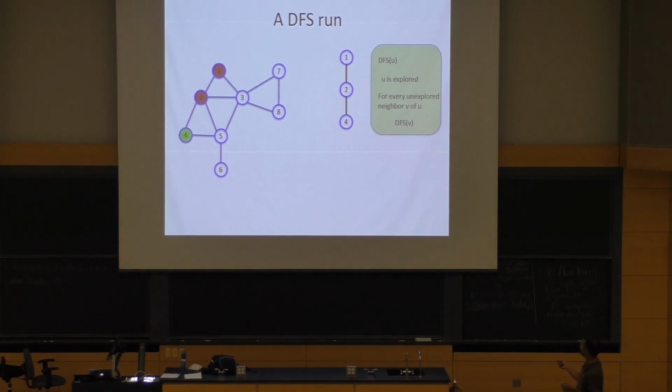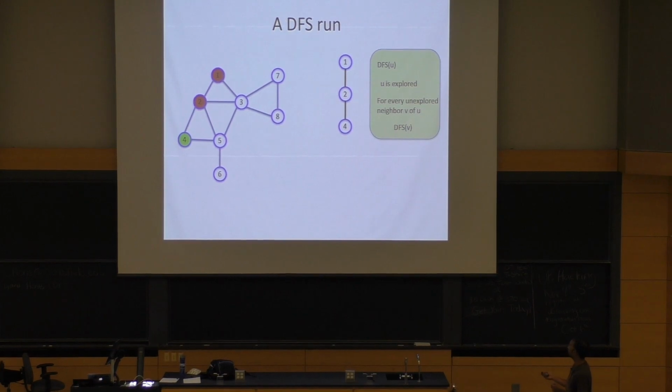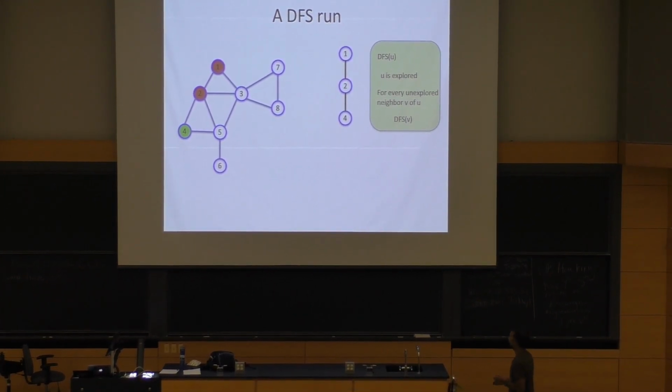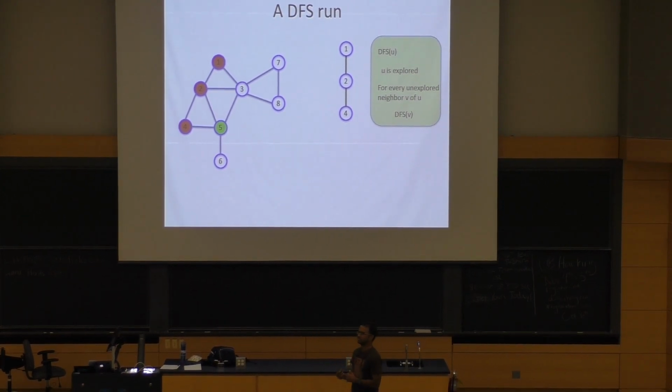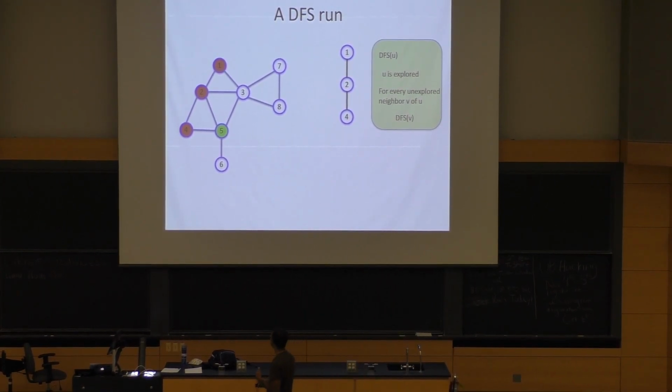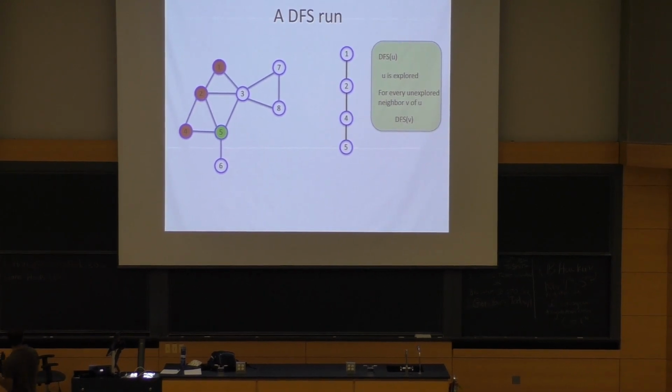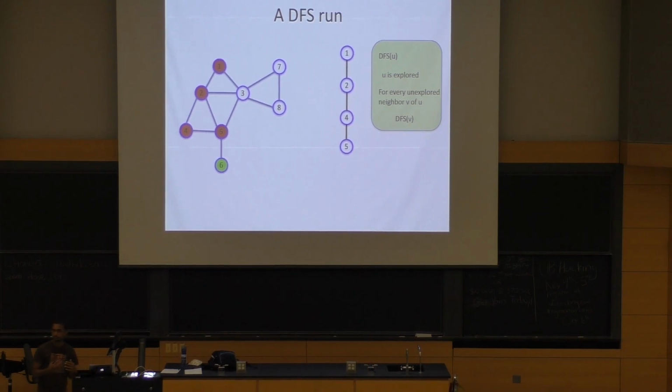You again add this edge from 2 to 4 in this tree. Then 4 is explored, you go to the next neighbor of 4 that's not explored, which in this case is 5. So the recursion goes to 5, then 5 is explored. You look at the neighbors of 5 that you can go to, it's either 3 or 6. Oh, sorry, you add the edge from 4 to 5. Then say you go to 6. Okay, and then you mark it as explored.